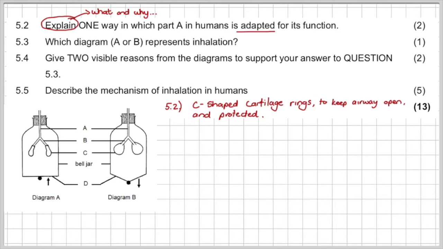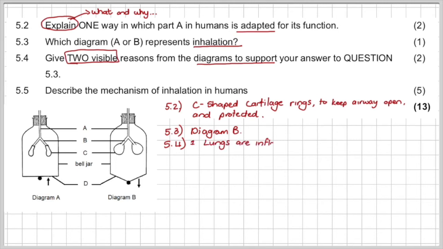Question 5.3. Which diagram A or B represents inhalation? And if we've worked out our context well enough, this should be really, really easy for us. So inhalation, we're looking at diagram B. Question 5.4, give 2 visible reasons from the diagrams to support your answer in 5.3. Well, we did that in our context too. We look at 1, that we've got the lungs that are inflated. So in other words, the balloons that are inflated that show inhalation, and then the diaphragm that has been pulled down.